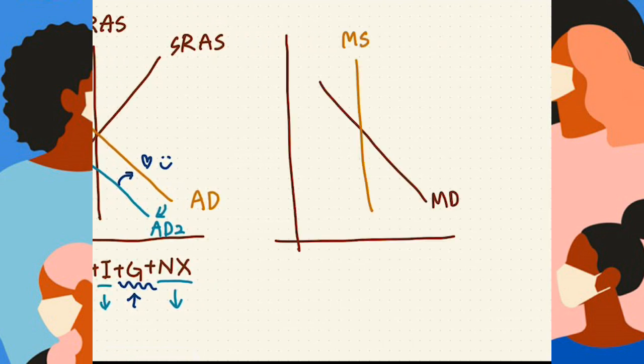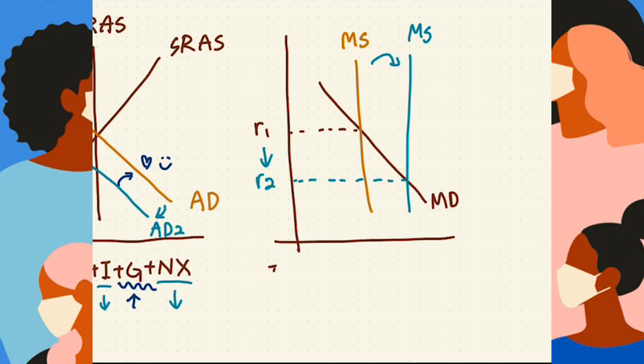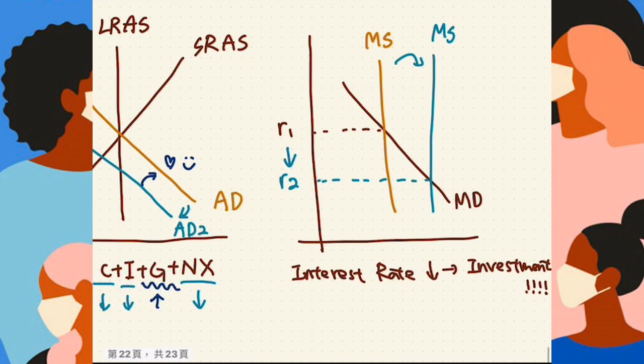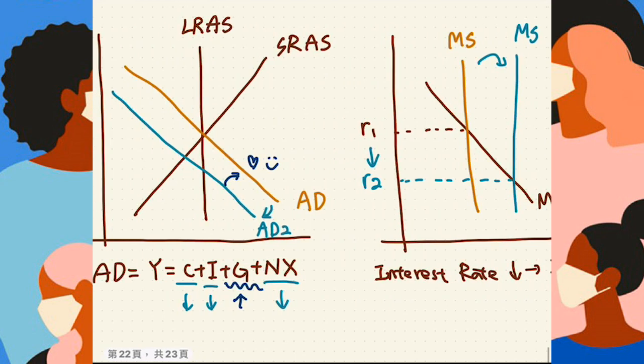And there is another way to save the economy, which is to increase our money supply. When the money supply is increased, it shifts to the right. So the interest rate on the vertical axis will go down. When the interest rate decreases, it will stimulate investment. So when investment goes up, look at the left picture. The investment goes up, and the aggregate demand may have a chance to go back to normal as well.